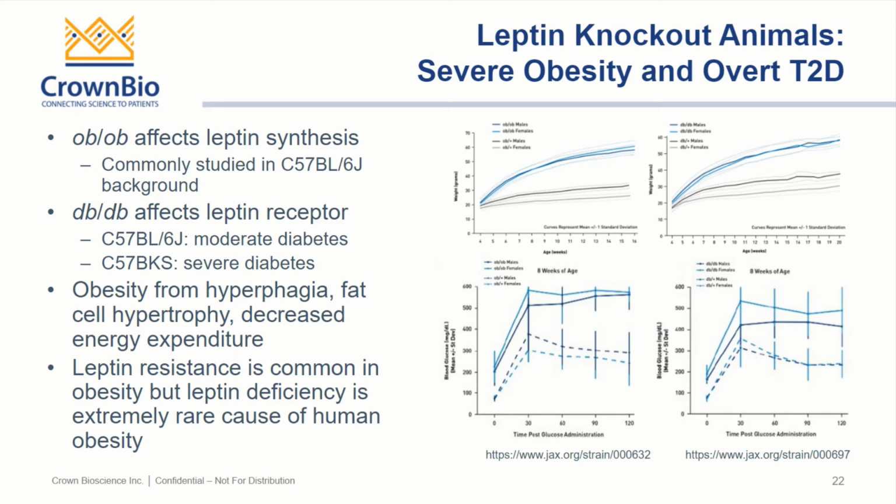In contrast, in the BKS background, hyperglycemia rapidly rises to over 600 milligrams per deciliter and is not compensated. This leads to pancreatic beta cell atrophy and severe depletion of pancreatic cell islets, with death occurring by 10 months of age. Leptin resistance is a common phenomenon arising during human obesity, but leptin deficiency is only very rarely a cause of obesity in humans. This calls into question the translational value of these models.